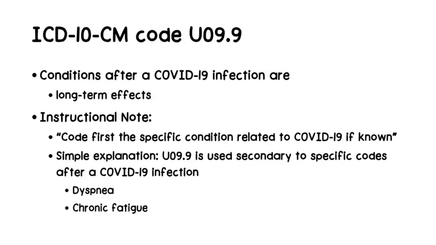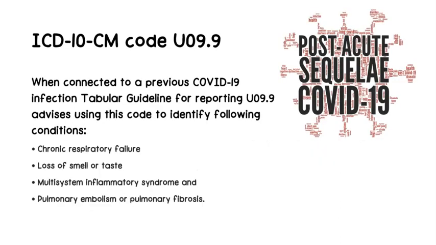This is supported by the instructional note at code U09.9, which instructs us to code first the specific condition related to the COVID-19 if known. COVID-19 post-acute sequelae are regularly described in people recovering from the virus weeks to months after the acute infection. ICD-10 code U09.9 is used to indicate complications, such as muscle weakness, headaches, and decreased lung function.